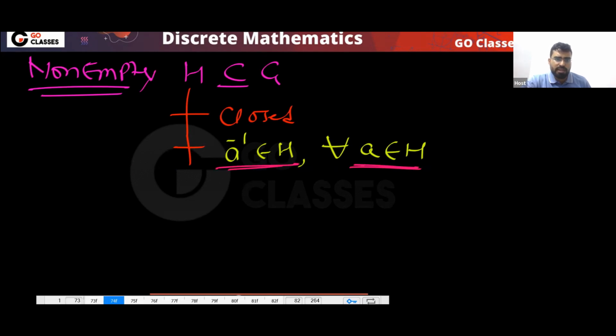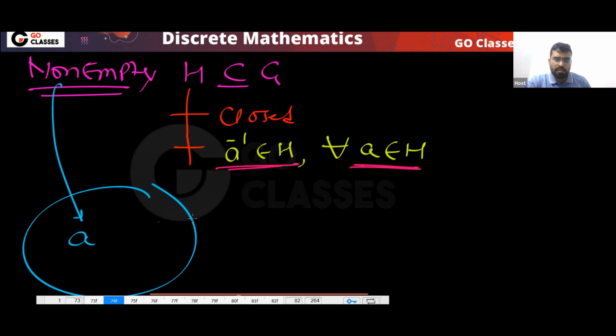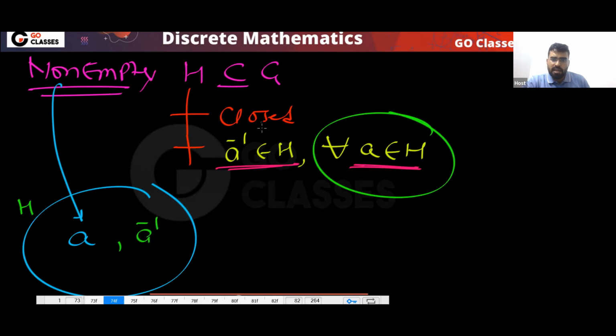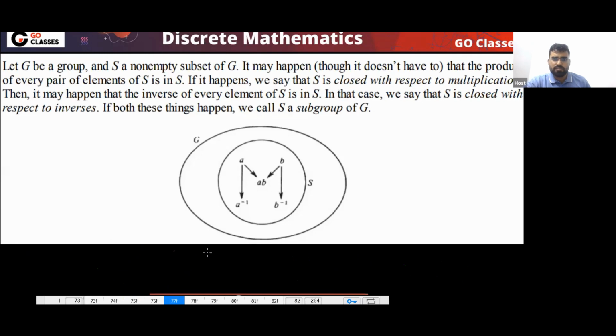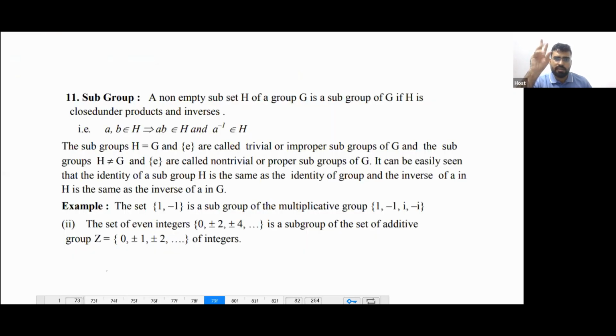So from these two, you can clearly see what will happen. Because H is non-empty, you have at least one element. And because for every element in H you have A inverse, because of the closure property, this also will belong to H. So the point is very simple: only two things you have to check. You should have a non-empty subset which is closed, and which also has inverses.